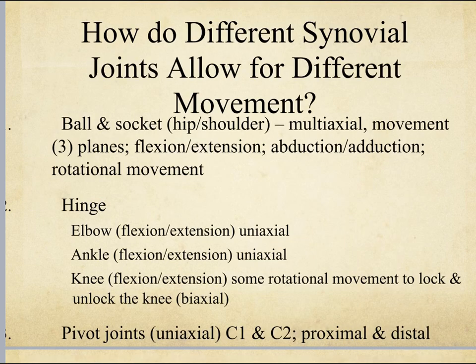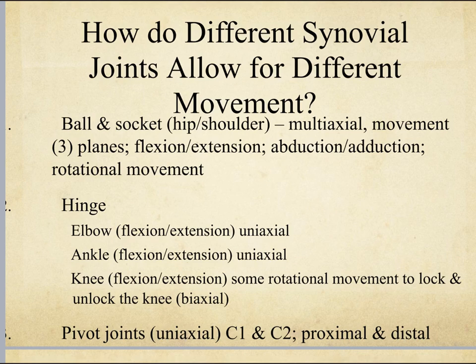So putting it all together, how do different synovial joints allow for different movements? We start with ball and socket, like the hip or shoulder. It's multiaxial movement on three planes. Flexion, extension, abduction, adduction, and rotational movement are the three types that we see. Hinge: elbow, uniaxial; ankle, uniaxial. Now the knee is a little weird because we do get flexion and extension, but because we're able to get a little bit of rotational movement to lock and unlock the knee, we call it a modified hinge or biaxial. We also see this in our jaws, another modified hinge.